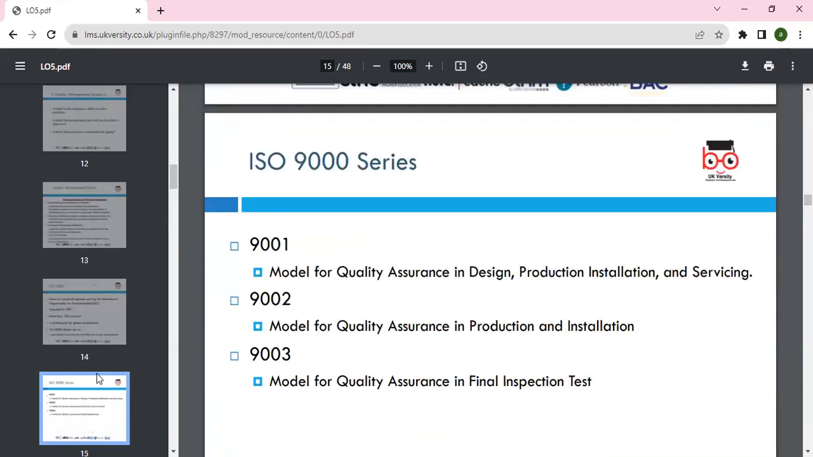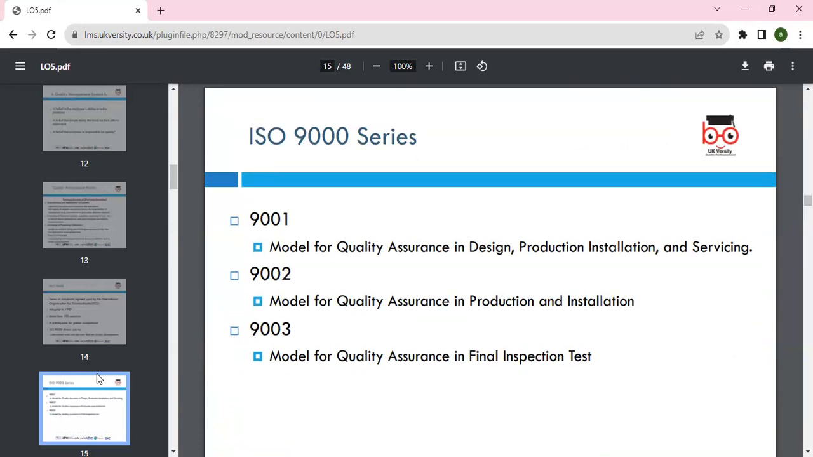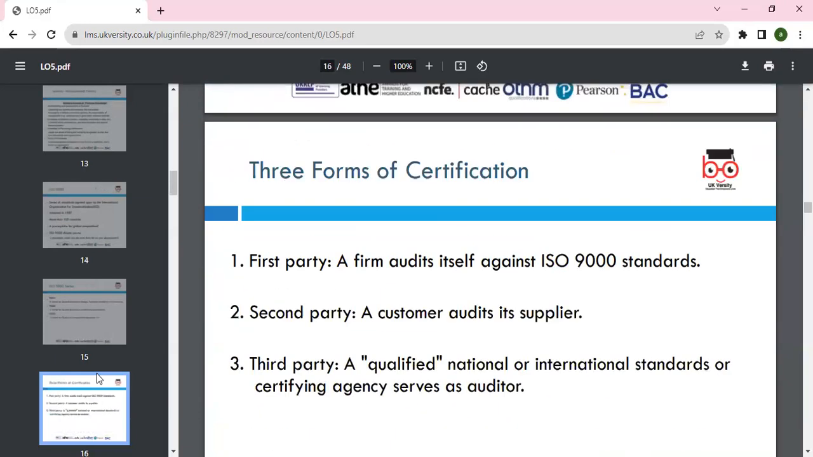The ISO 9001 series certifies quality assurance in design, production, installation and servicing. They check the model of quality assurance in production and installation, ISO 9003. So this is different inspection at the different stages of the organization, and different organizations have ISO 14000 and 15000. These are the numbers of certifications.